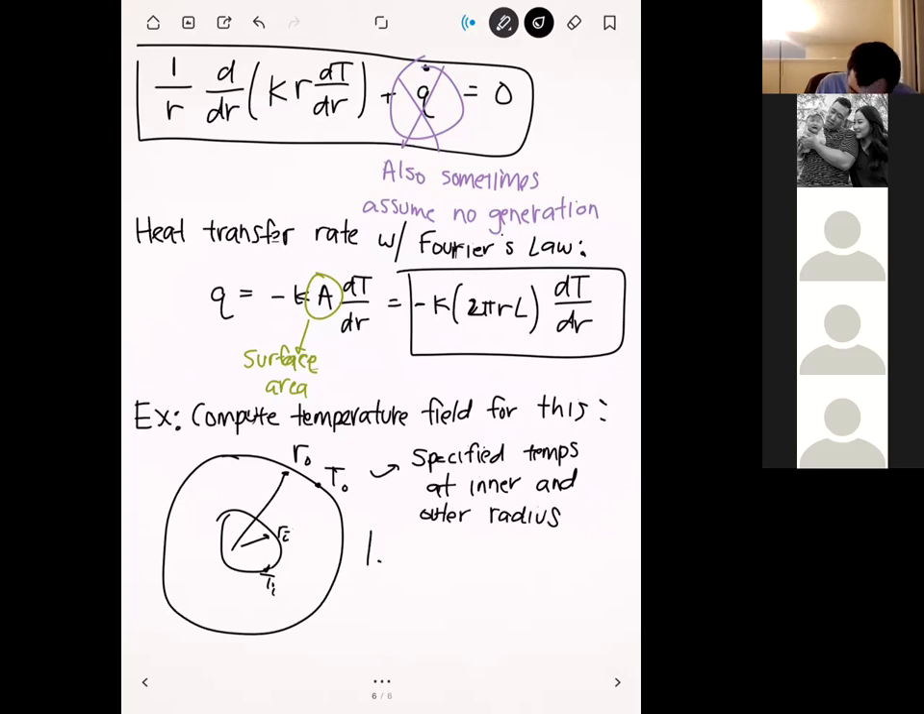Mathematically, we can express these as boundary conditions. T evaluated at Ri is Ti, and T evaluated at Ro is To. We also assume that there's no generation.